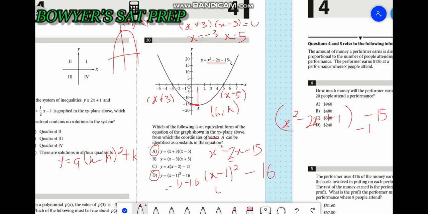You get it? So A is wrong. We are looking for the coordinates of the vertex, which one can be identified, right? So it has to be this form, the vertex form, and the rest are not correct. We just use the tricks. This one is an equivalent form, but it's not the vertex form, right? So let me go over again, and let's see if you can understand it clearly.